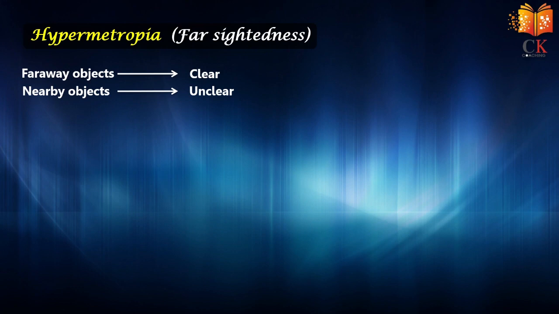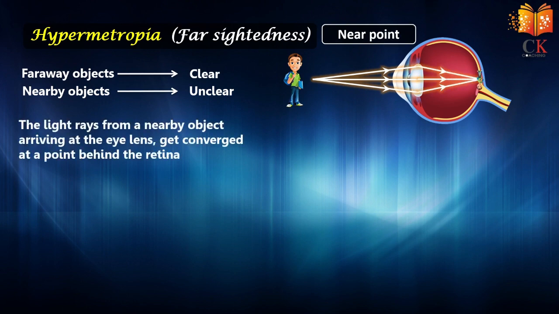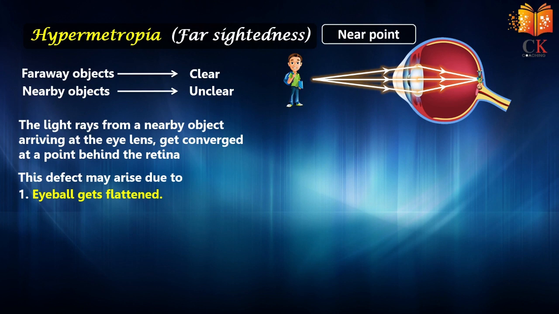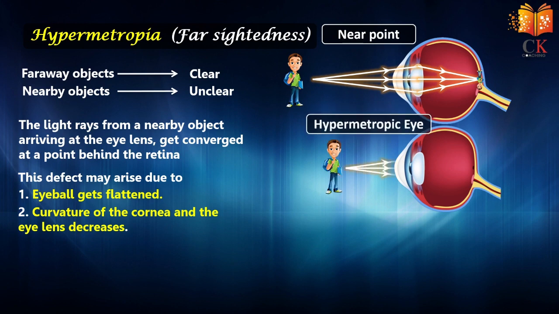Something like this. The rays of light from the nearby object arrive at the eye lens and get converged at a point behind the retina. This defect is because of the eyeball getting flattened, and second, the curvature of the cornea and the eye lens decreases. So this is how the hypermetropic eye will form an image. In this case also it will be blurred, the reason being the image should form exactly at the retina, but here it is not forming at the retina, it is behind the retina. So for correction we will be using a convex lens.